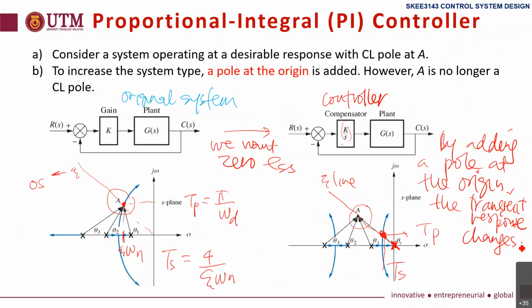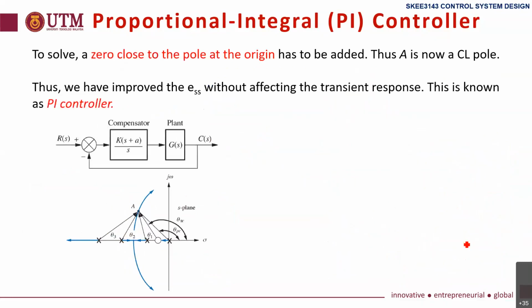But our aim in PI controller is to have 0 error, and we want to maintain the transient response. But here the good thing of this is 0 error. Error is 0. But Tp and Ts can change, which we do not want to happen. So how can we solve that problem?